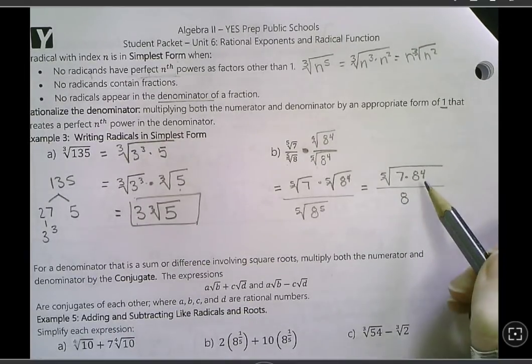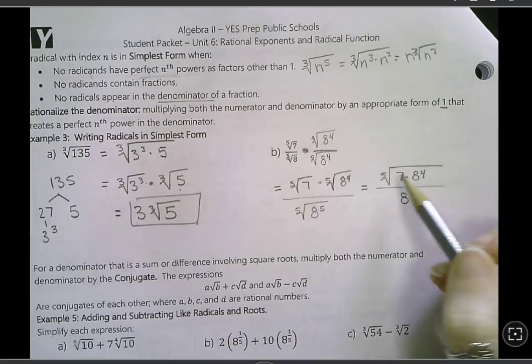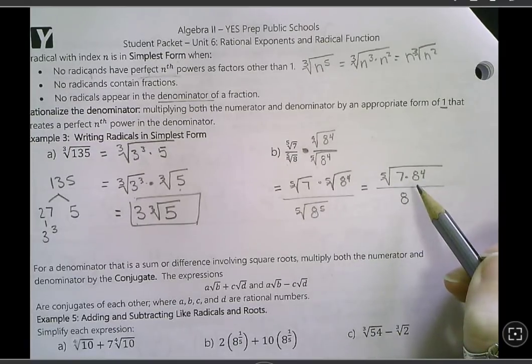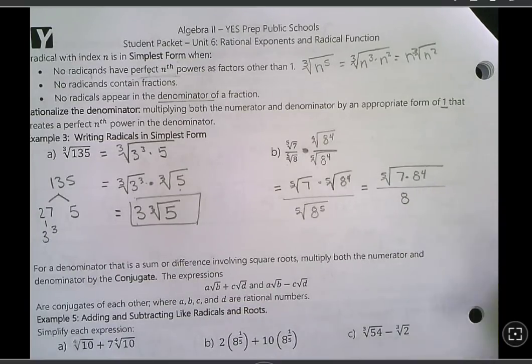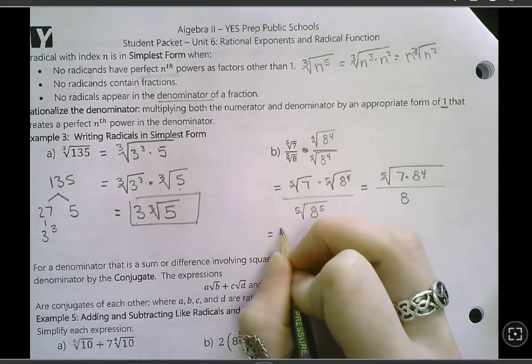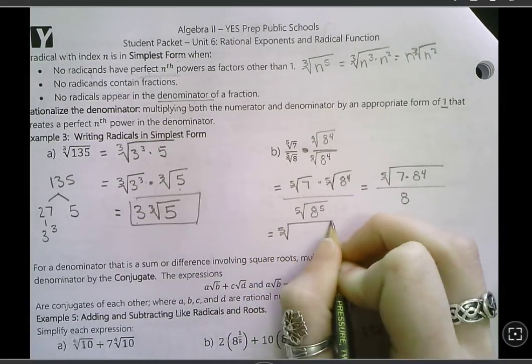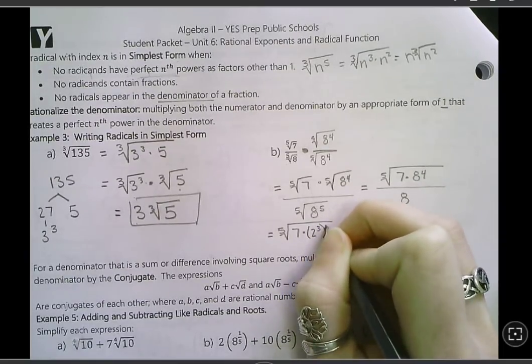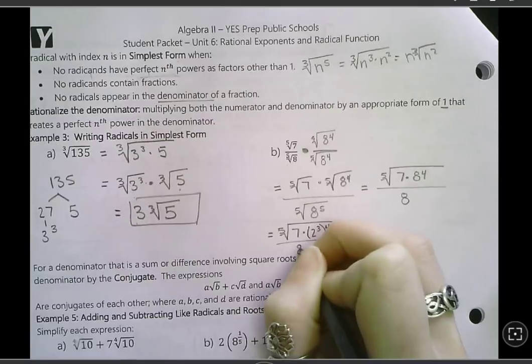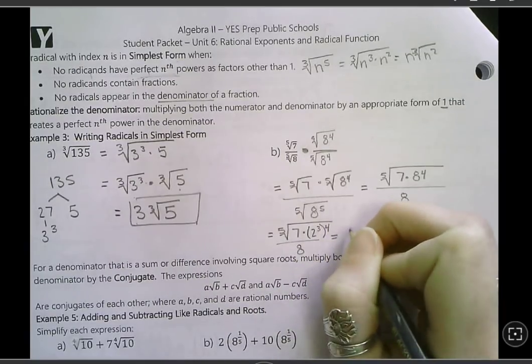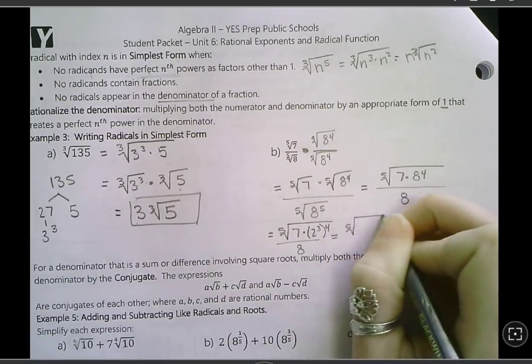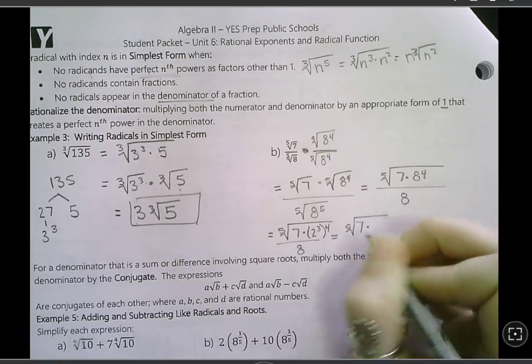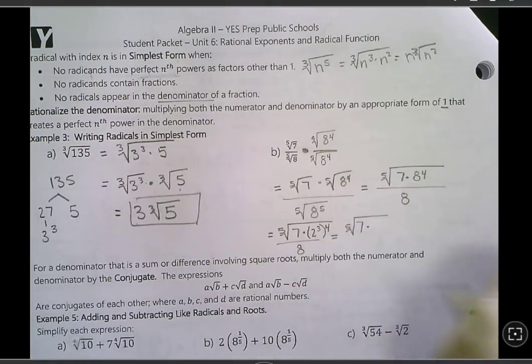Now, if I have an 8 to the 4th here, there's technically not a 5th with that 8. But I do know that 8 is actually 2 cubed. So I'm going to rewrite this one more time. What if I have the 5th root of 7 times, instead of writing 8, I'm going to put that 2 cubed to the 4th. Now we follow that product rule. Well, I have the 5th root of 7 times 2, and that's going to be to the 12th power now.